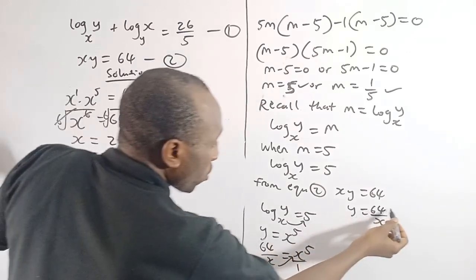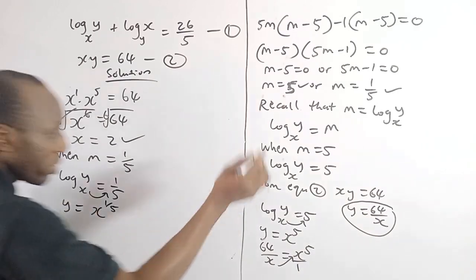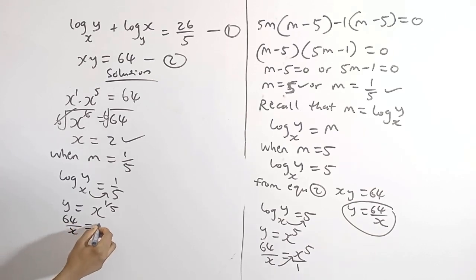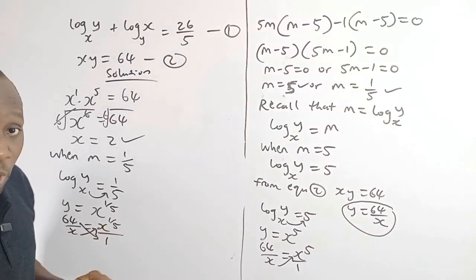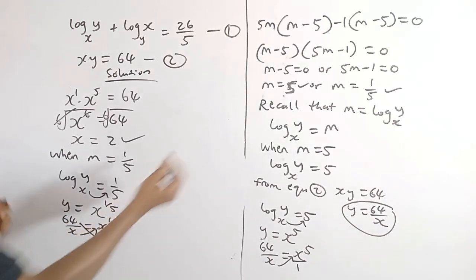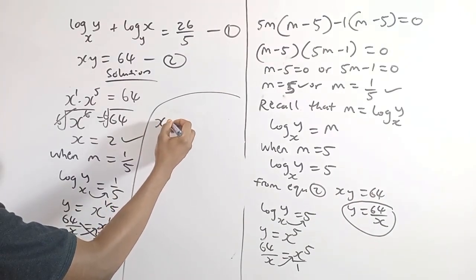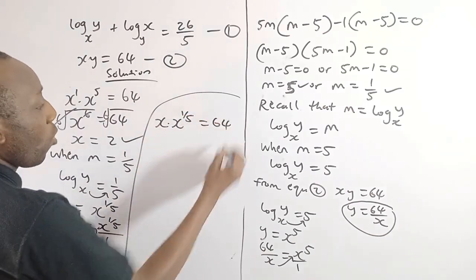But again, we know that y is equal to 64 over x. So replace y and put 64 over x. So 64 over x is equal to x raised to the power 1 over 5. When you cross multiply, you're going to have x times x raised to the power 1 over 5 is equal to 64. And that will be x times x raised to the power 1 over 5 is equal to 64.